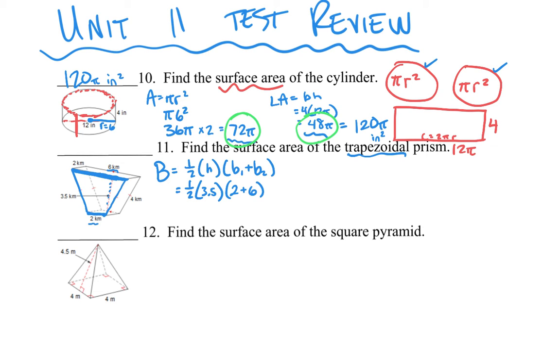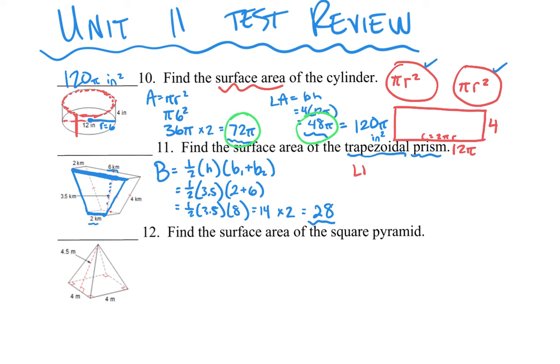All right, let's do the math. 1/2 of 3.5 times 8. And when I multiply all those together, I get 14. So my base area is 14, and this is a prism, so there's going to be two matching bases, and you can see in the figure that there's two matching trapezoids. So we're going to multiply that by 2 because there's 2 of them, and that's where we get 28. So my two bases have an area of 28.